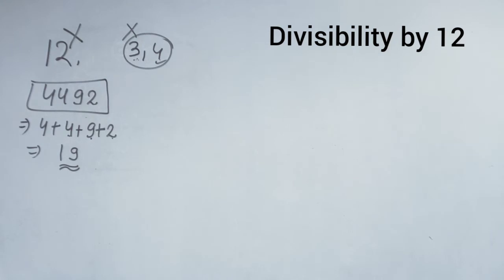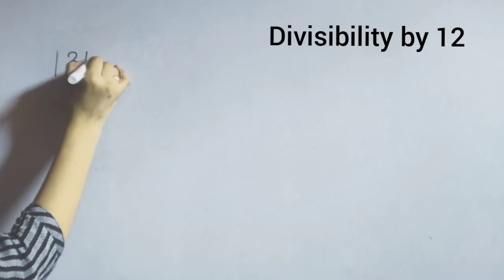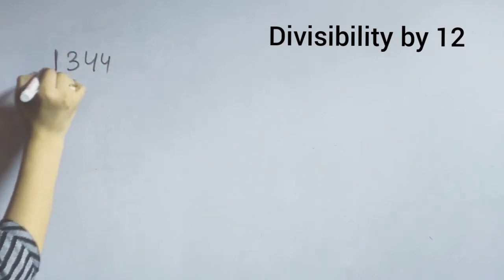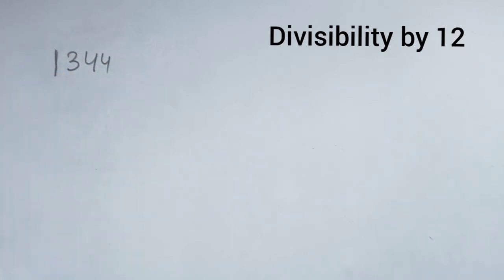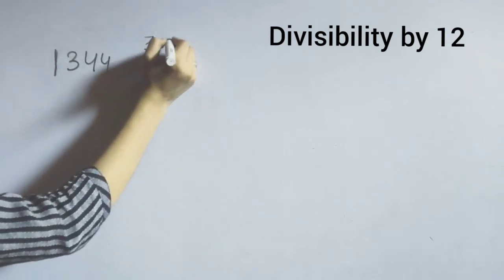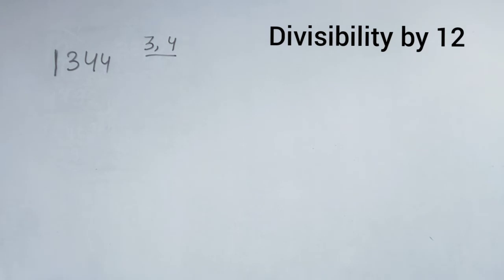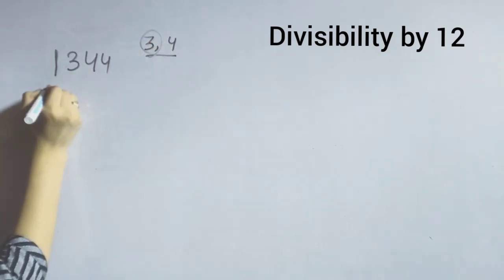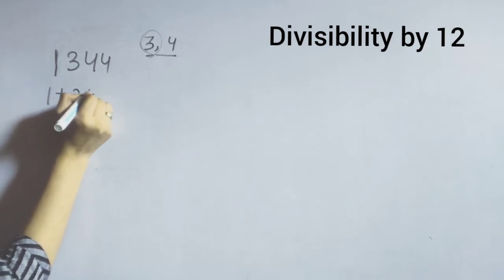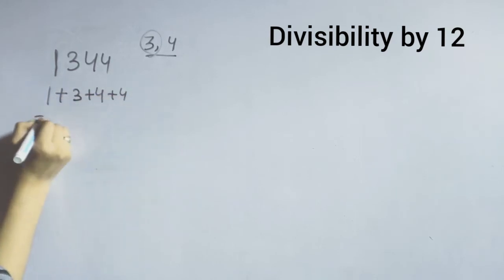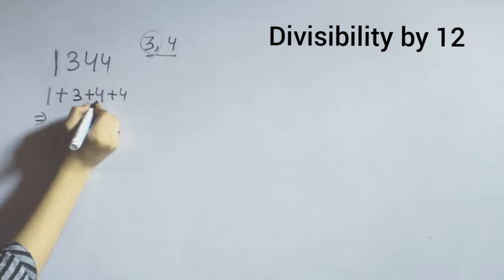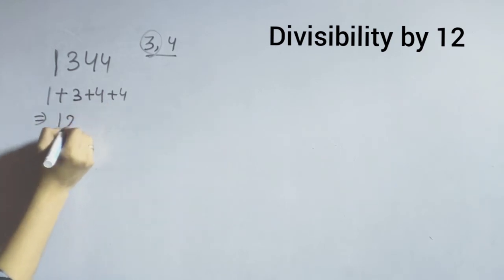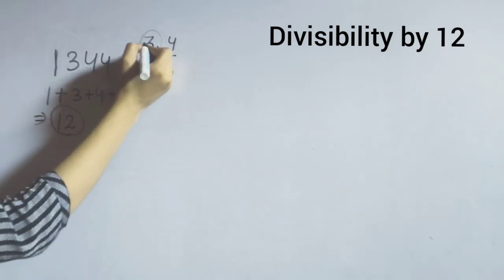Clear? Let's take another example and here you have 1 3 4 4. Here students, you have to check this number is divisible by 12 or not. So firstly we will check it for 3 and then 4. Okay, so what is the divisibility rule for 3? We will add these digits 1 plus 3 plus 4 plus 4 and the answer is 3, 4, 8 and 4, 12. So it is completely divisible by 3.